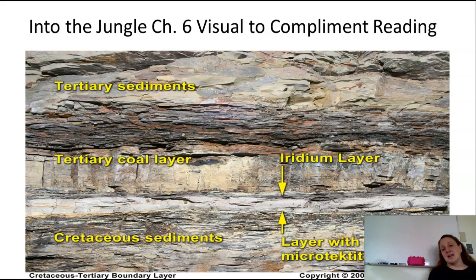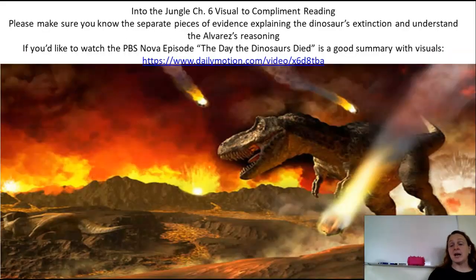And I want you to have this visual of the KT boundary, because I think that it's helpful to have that in your mind as you are reading the textbook chapter. So you may want to go right now and start reading Into the Jungle chapter 6. You may want to start reading that, maybe get a bit confused, and come back and get this visual aspect to help you understand what's going on and why that textbook chapter is so important.